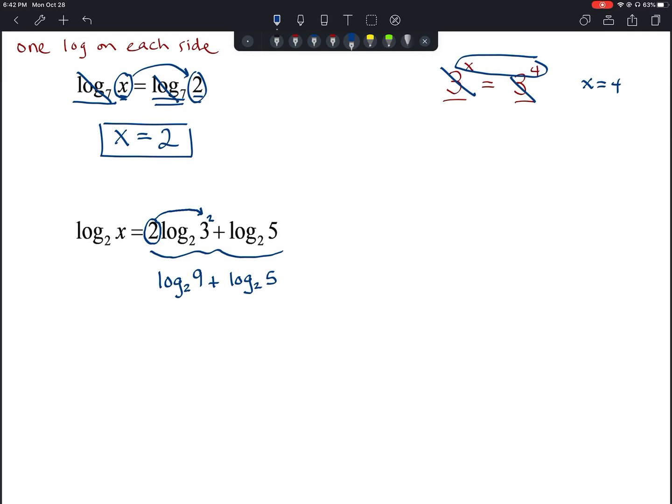And now since we have this addition in the middle, and we've got the same bases, we can rewrite this as log base 2 of 9 times 5, which should be 45. And we'll bring down the other side of our equation, log base 2 of x. Now that we have it down to just one log on each side, the logs become irrelevant, and we're left with x equals 45.